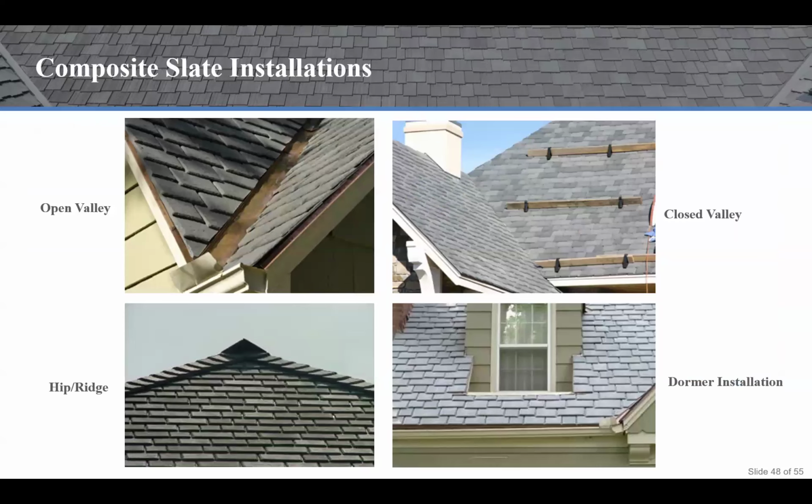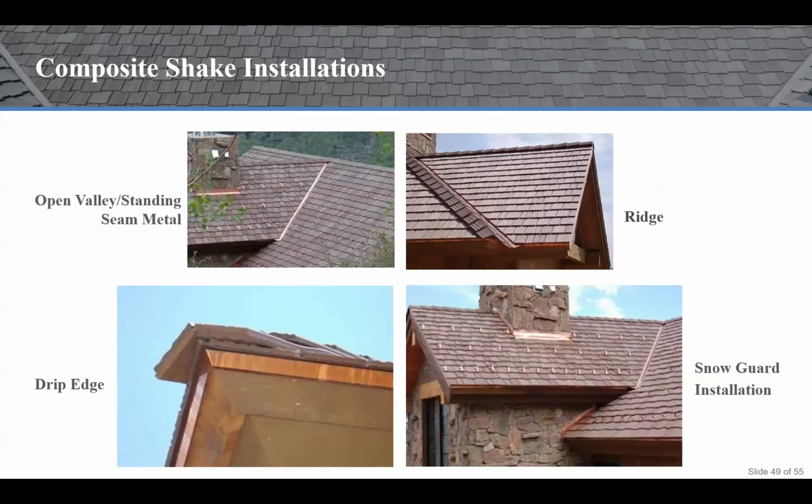This just goes to show all the different product feature benefits when it comes to open valleys, closed valleys, dormer installations, what a hip and ridge look like up close with slate. So really the world's your oyster when it comes to design. Composite shake installations, same thing: the open valley, the metal seams, the drip edges, the ridge. I think the snow guards are very pretty.